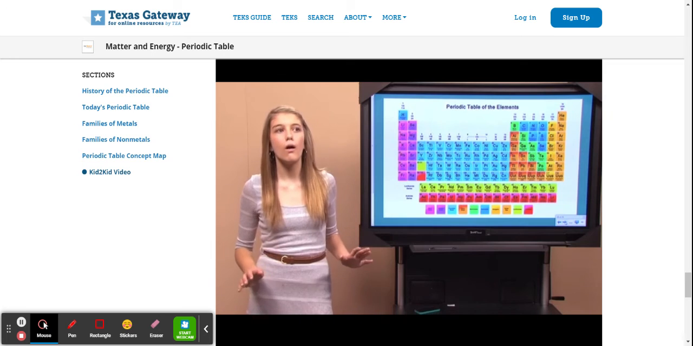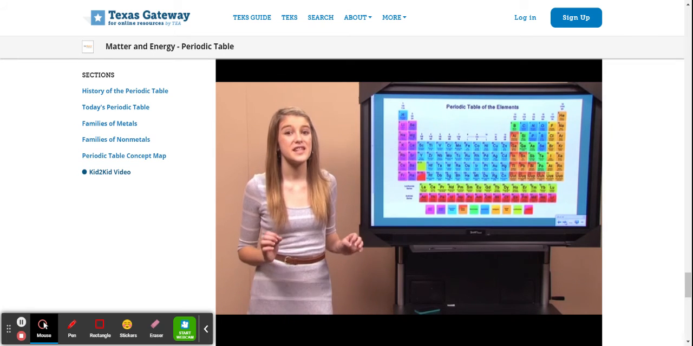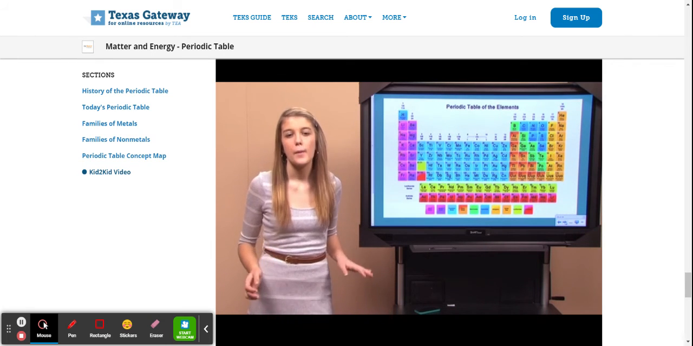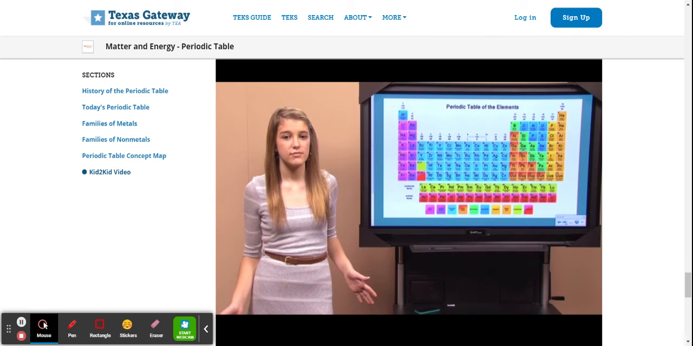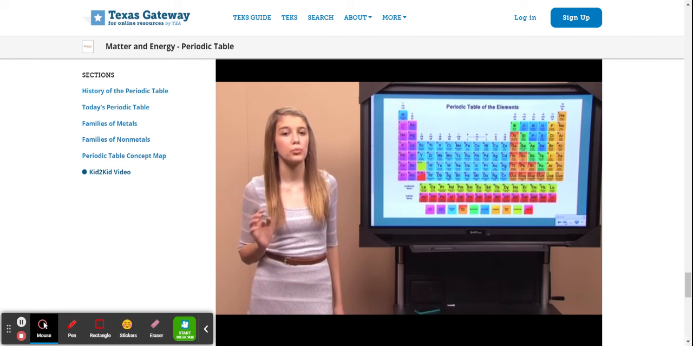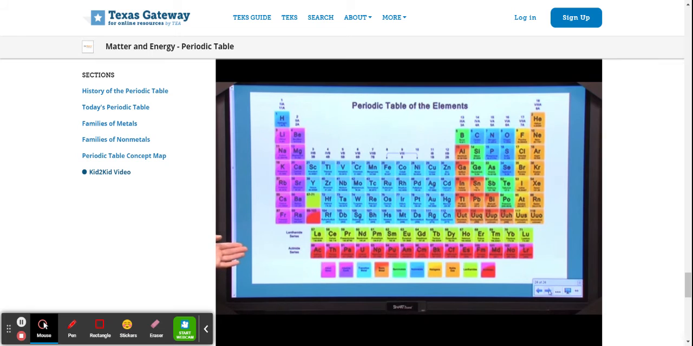And this happens all over the periodic table. Elements in the same group have the same reactivity because they have the same number of valence electrons. Elements in group 1 all react to water pretty violently. Elements in group 18 are all gases that don't really react at all. And so on and so on.